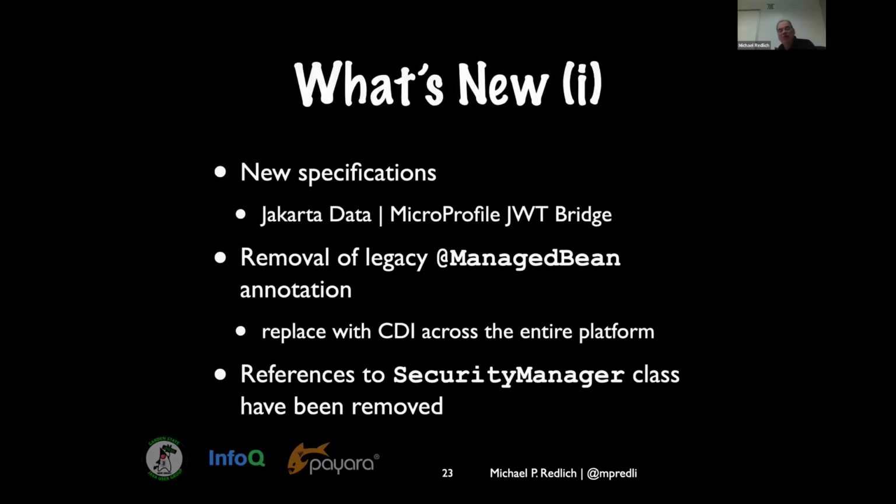All right, new specifications. I mentioned Jakarta Data. There's also this MicroProfile JWT bridge, which is something that emerged last summer, and I have a couple of slides on that. The legacy managed bean annotation will be removed, and this was something that came and went because the regular CDI gained more traction, essentially. The security manager class that was around from the early days of Java was deprecated in Java 17. So all references to that in Jakarta EE will be removed.